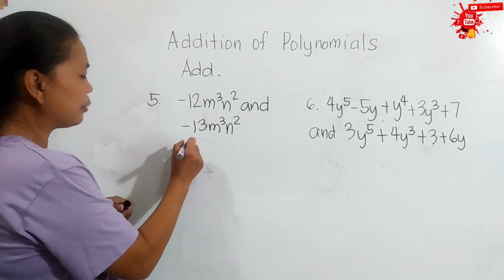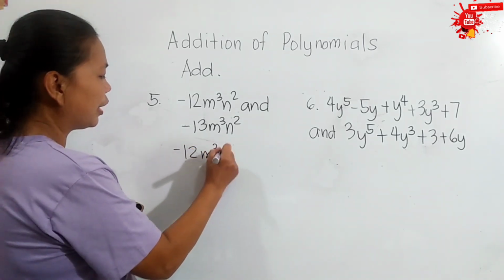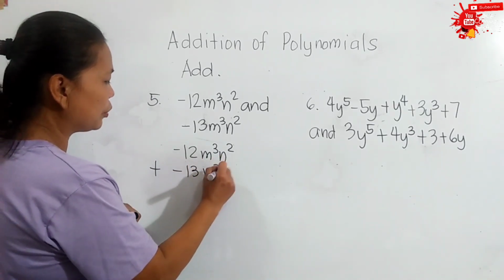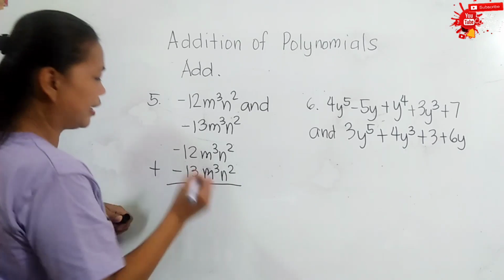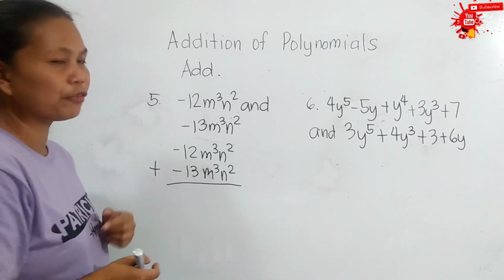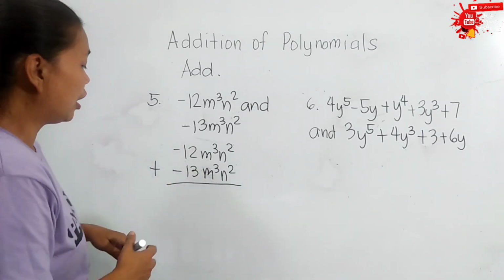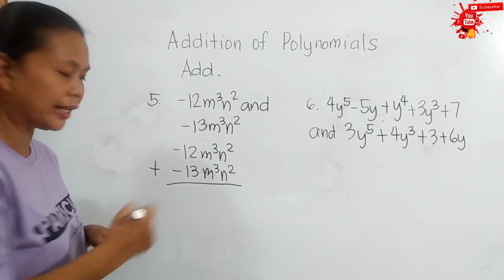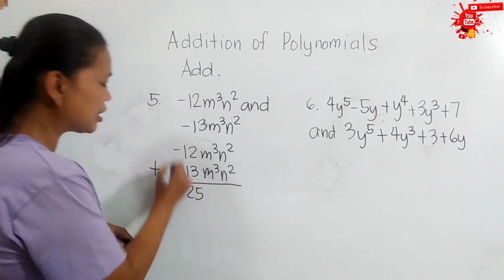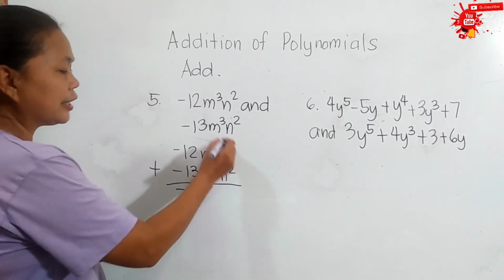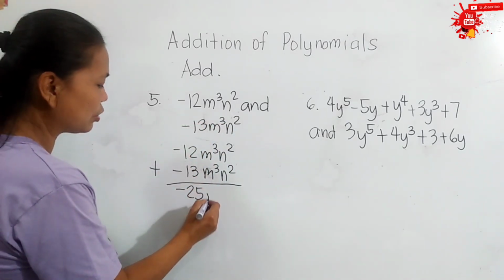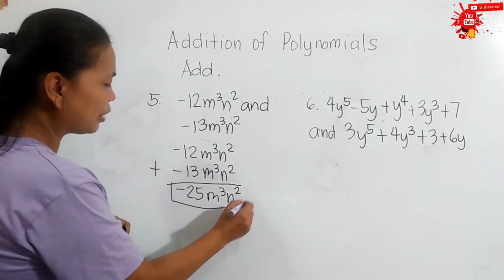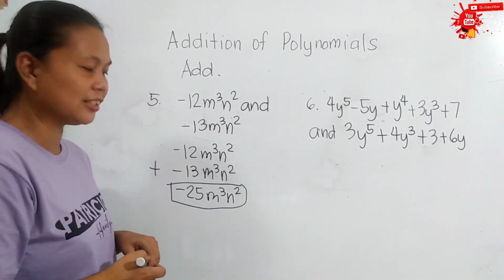So we have negative 12 m cubed n squared plus negative 13 m cubed n squared. Let us add them. Negative 12 plus negative 13. They are similar in sign, so we add their absolute values. 12 plus 13 is 25. And affix the common sign, which is negative. Then copy the literal coefficient, so we have m cubed n squared. So the sum is negative 25 m cubed n squared.